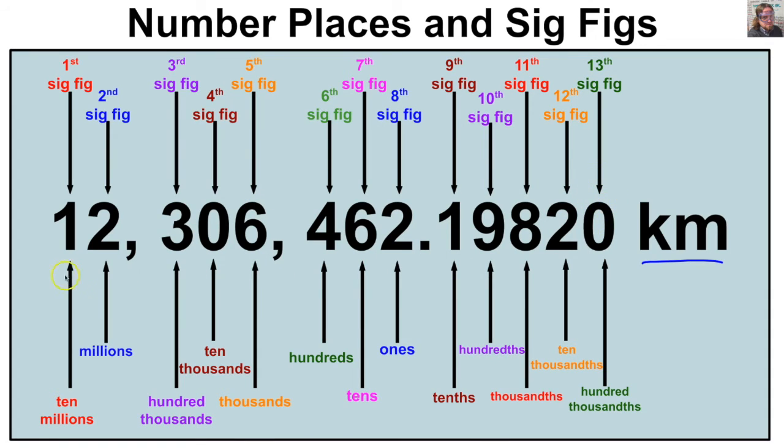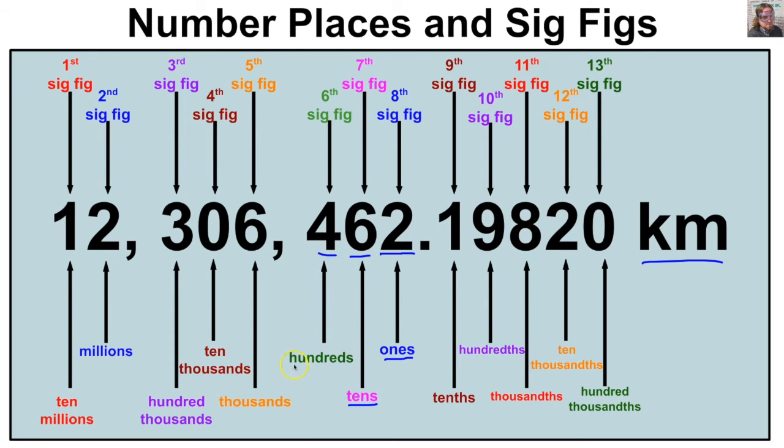If we take a look at the bottom, as a review from your math class earlier in your academic career, let's start right here at this 2. This 2 is occupying the ones place. The 6 is occupying the tens place.